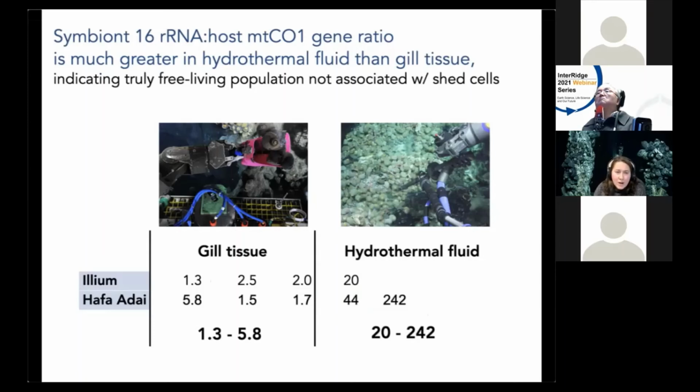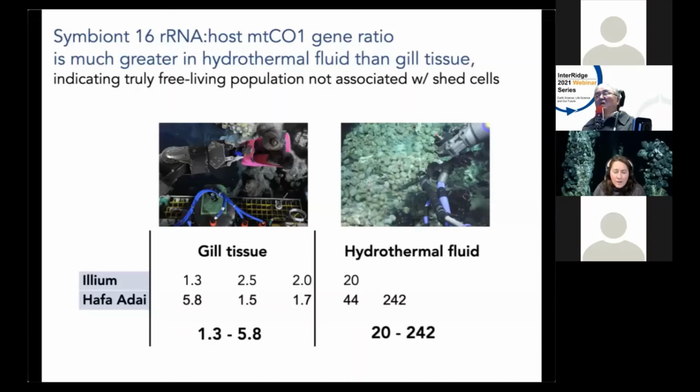I also wanted to point out this calculation we did to try to get a better sense of what we were seeing in the environment. There was some suggestion by others that you could have free-living symbionts in the environment, living outside of host tissue. Or when you're sampling the environment, perhaps you're sampling larvae that might have some symbionts attached, or more likely shed gill cells that are being sloughed off into the environment.